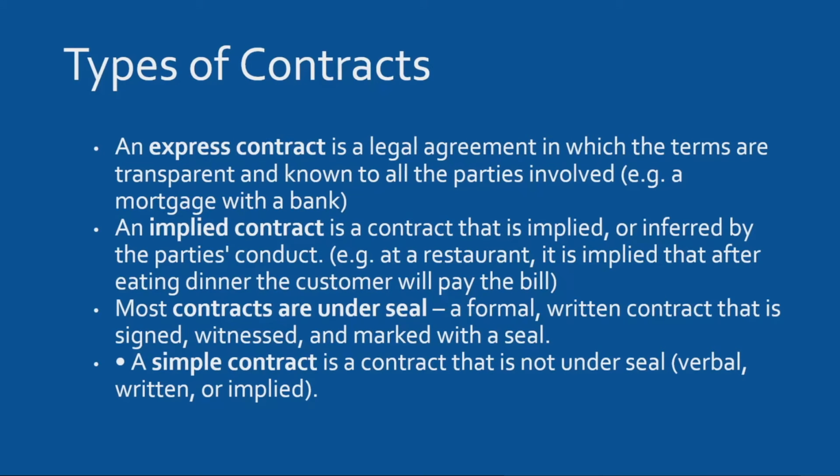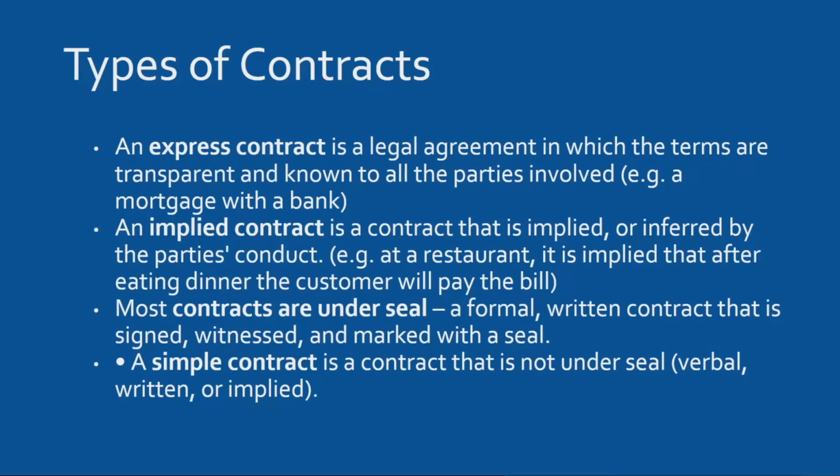There are some idiosyncrasies to contract in terms of various types. We have what's called an express contract. An express contract is normally what we think of with regards to contract. It's a legal agreement in which the terms are transparent and known to all parties. So this is the typical contract, I'll call it. This is where all the terms are known. $1,000, this car right here, that's the deal. You know it, I know it. It's plain as the nose on our faces. There's nothing that we don't know.